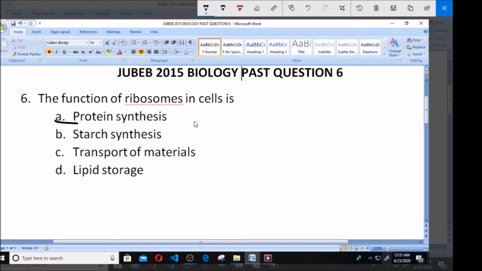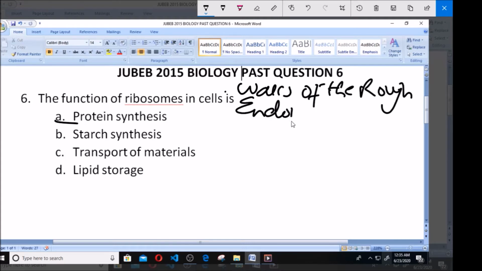Protein synthesis. These ribosomes are found on the walls of the rough endoplasmic reticulum.